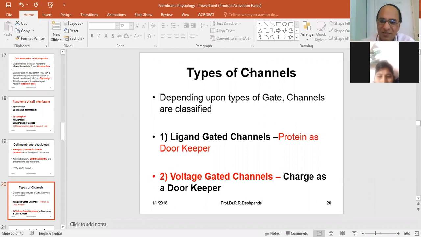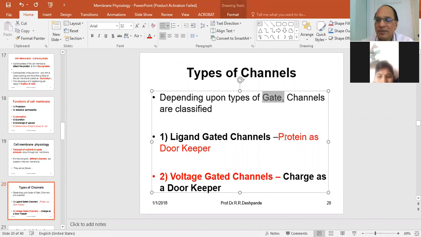That is channels. Depending upon the type of the gate, see the word gate, channels are classified. Number one, ligand gated channels. Ligand is protein. So these particular proteins are there on that particular door and they act as a doorkeeper. Whenever proteins are standing on the door, they are called ligand gated channels.